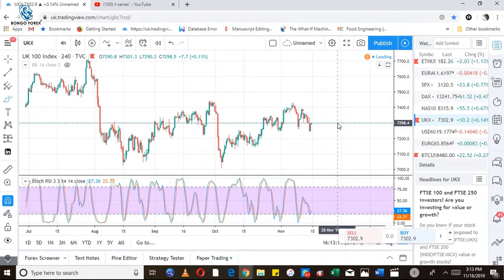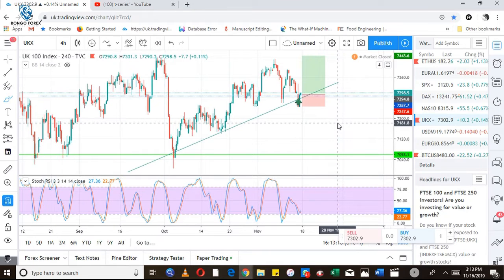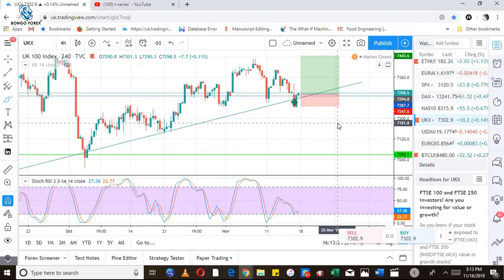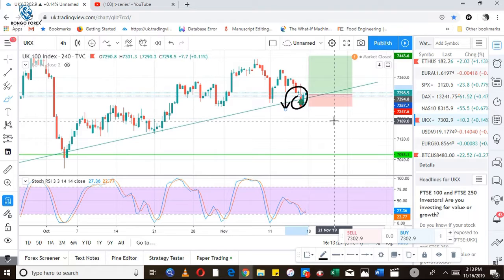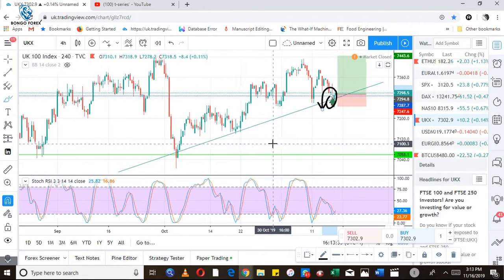Furthermore, we have UKX. UKX is the UK 100 index, also called FTSE 100. So it includes the best 100 companies in the UK. We had a spot-on trade around these areas where we wanted to buy the UK 100, and we're looking forward to seeing bullish momentum upward.